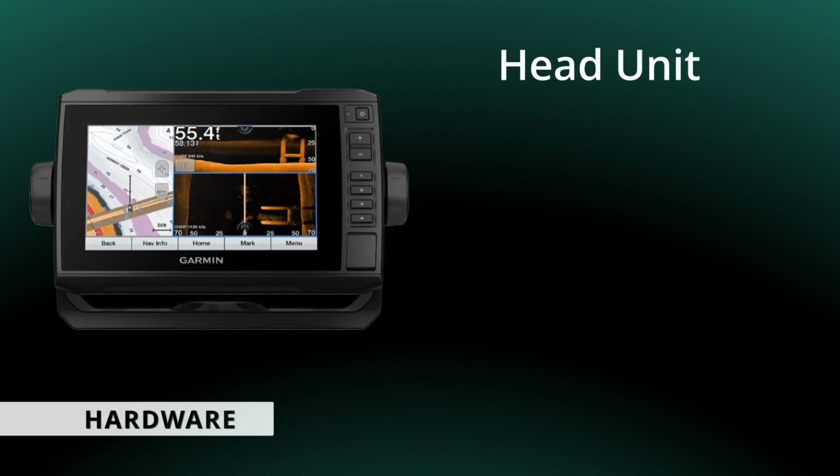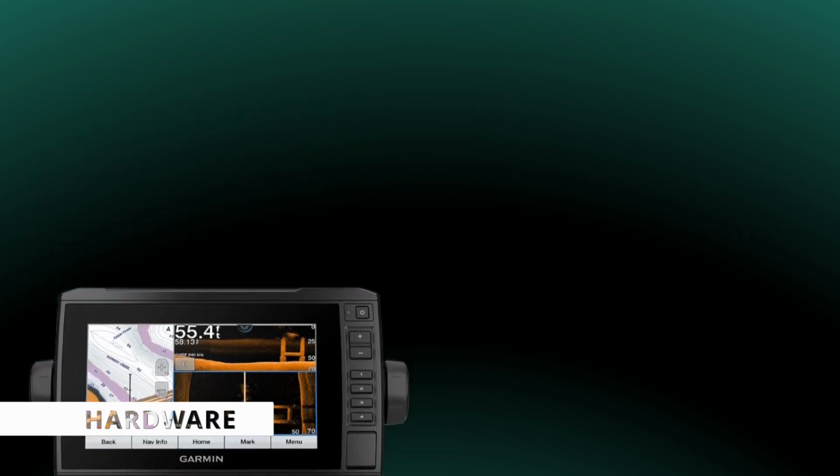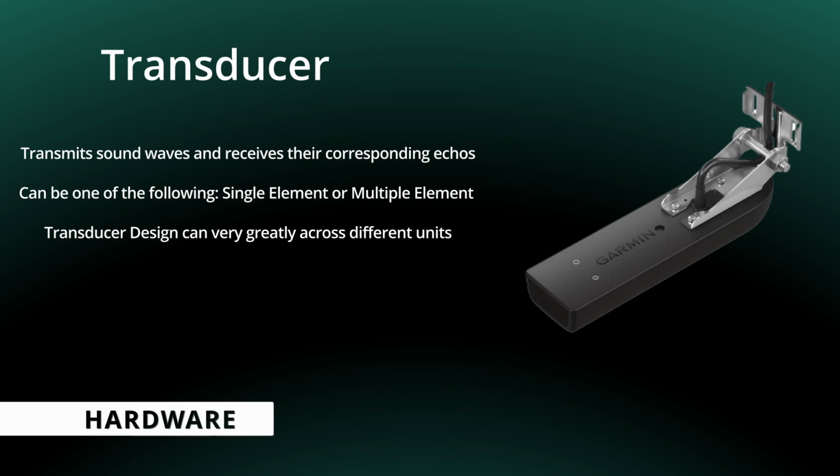So now we'll get started with some quick sonar terminology. The head unit interprets sonar data received from the transducer and displays objects on the screen in different shades of colors. They also typically have GPS and other features. Most important, though, is the transducer. It transmits the sound waves and receives the corresponding echoes.